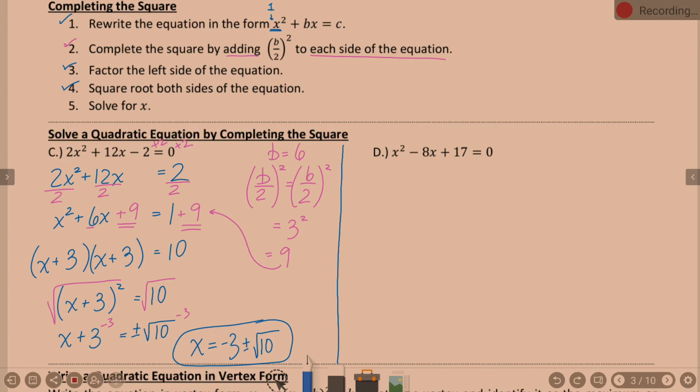And for the record, how many answers does that problem have? 1? 2? Is it 2? Yes. Because negative 3 plus the square root of 10 is an answer, and negative 3 minus the square root of 10 is an answer. Like if you plug this into your calculator, you'll get 2 different answers out, right?